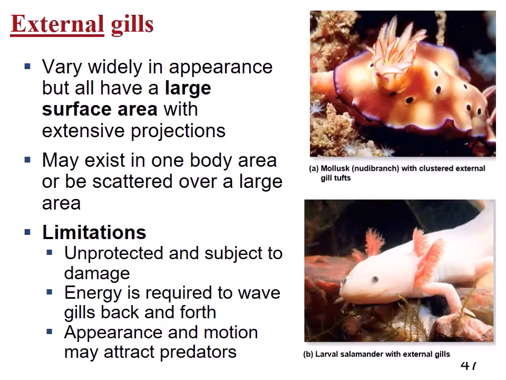So external gills then, they vary pretty widely in appearance, but they all have a large surface area and they're all external, so they're projections. They could exist in one spot or be scattered across the body depending on what kind of critter you are. However, these things wave around in the water and they are totally unprotected and subject to damage. They can attract predators to chomp on them. They look delicious, right? If you're a predator, they do. And then also it requires energy to wave those things back and forth.